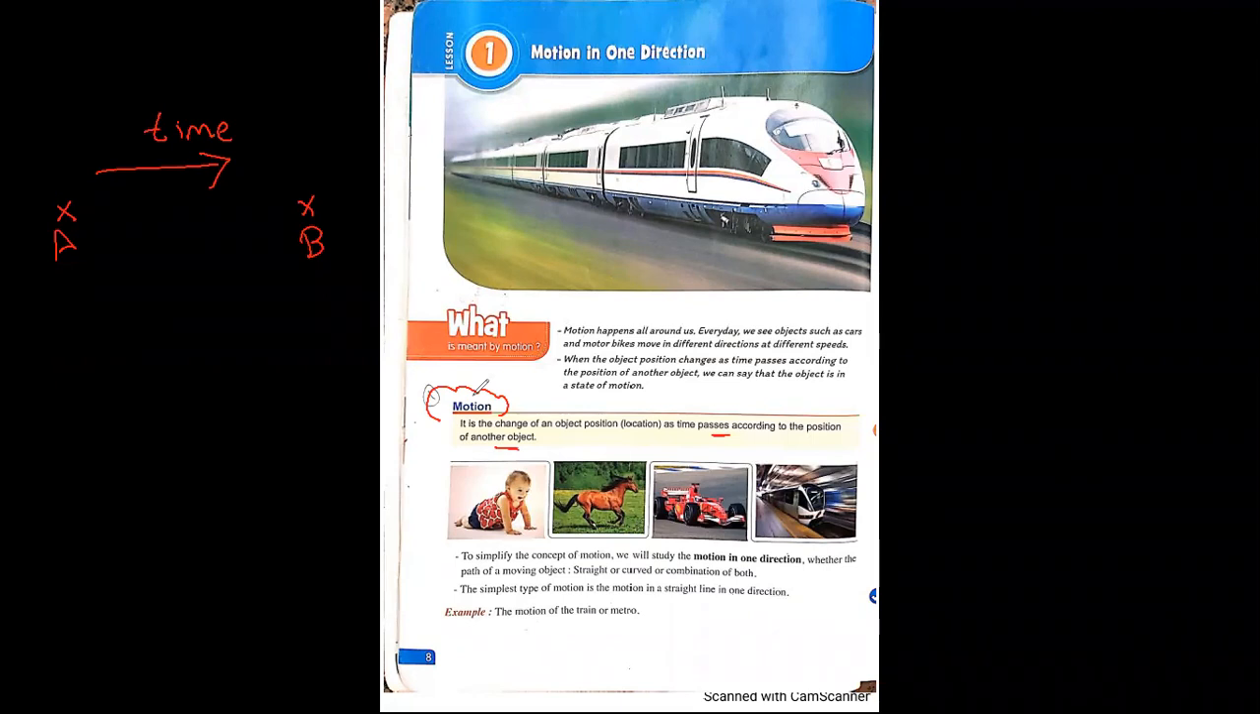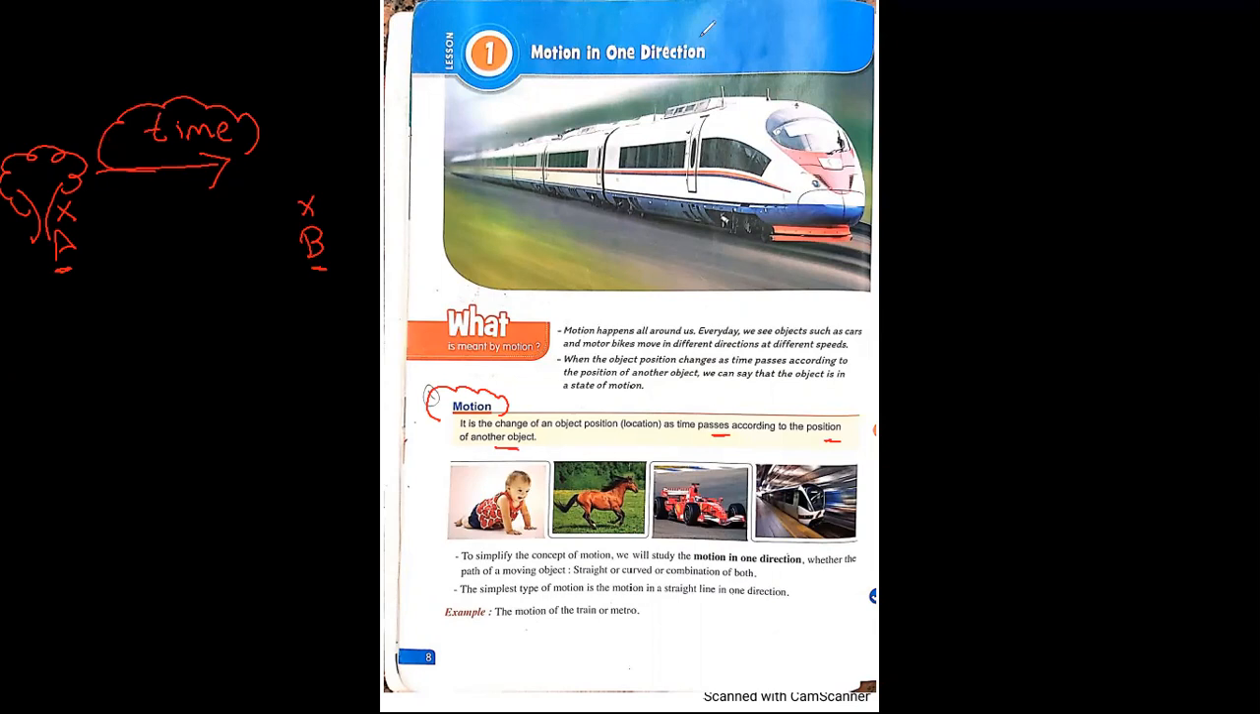So what is the meaning of motion? It is the change of an object's position as time passes, in the presence of time. Any motion takes time, according to the position of another object. What does this mean? If here is a tree, and I move from point A to point B, when I look at the tree, I see it far away as time passes.